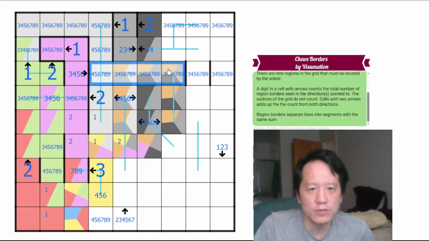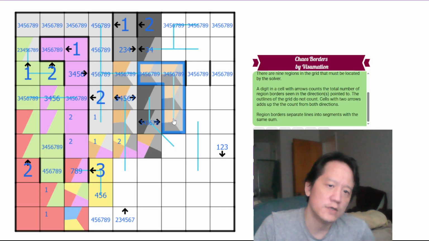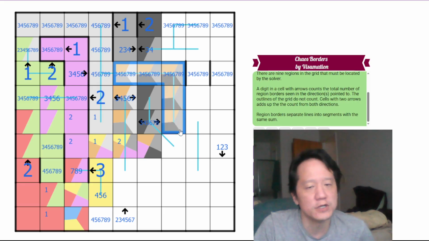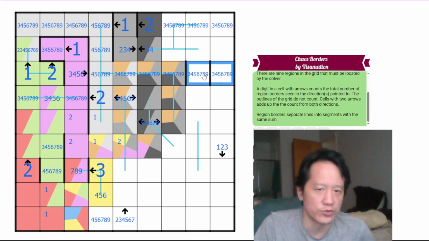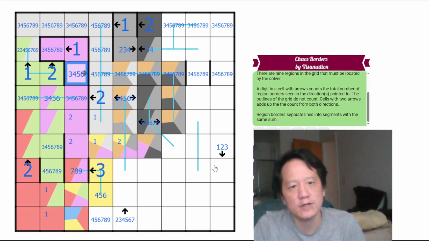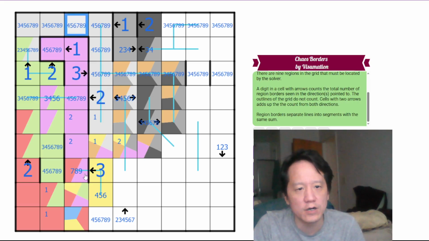So you have only one border here, because this has to be the same region. This could be light, with this being the same region, or this could be all the same region here. Either way, there's only one border here. This must have border then here to make this 3. So this is 3. This cannot be 3. There's no 3 in the column then.